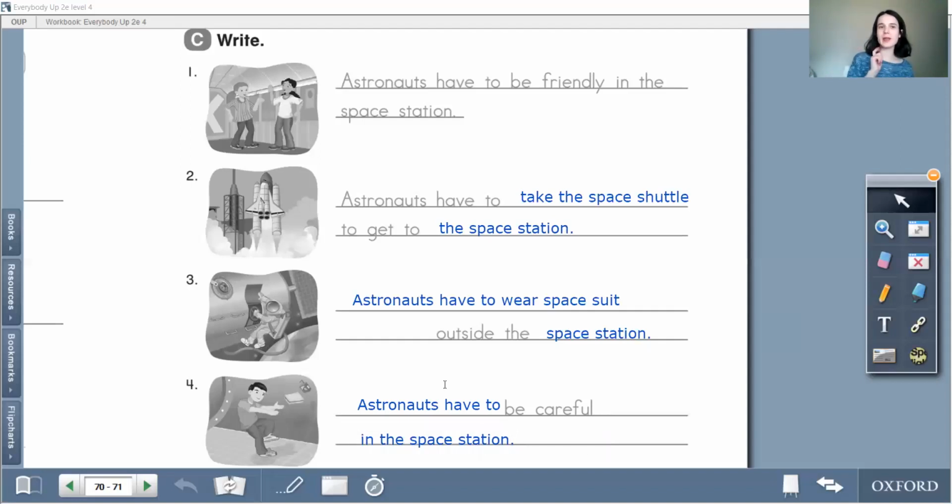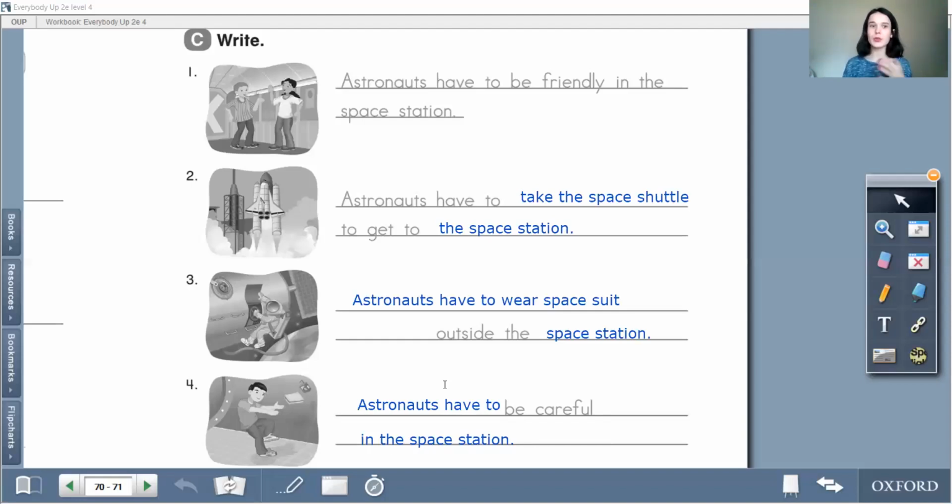Let's read them again. First one, look at the picture. Astronauts have to be friendly in the space station, right? Second one, look at the picture. We have a space shuttle. Astronauts have to take the space shuttle to get to space station, right? To get from Earth to space, right? They have to get space shuttle.